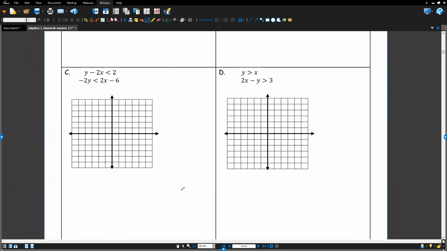Okay, now try number C again. With the slope-intercept form, to make it easy to graph. Add 2x on both sides, so y is less than 2x plus 2. Okay. Now the graph is y equals 2x plus 2, but the line is dashed.